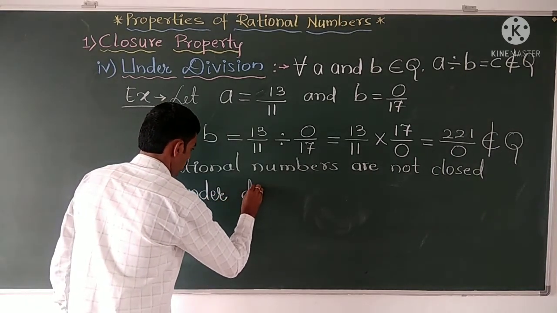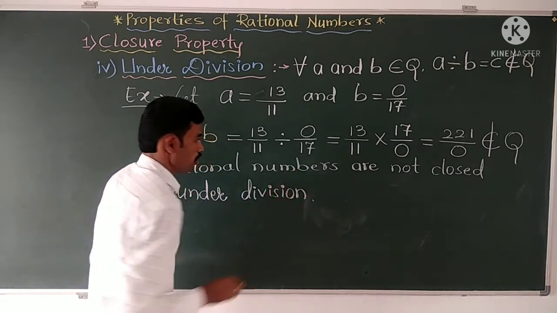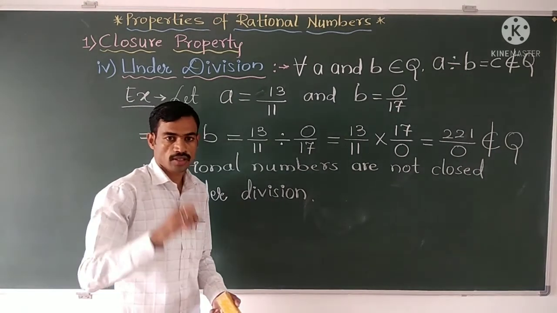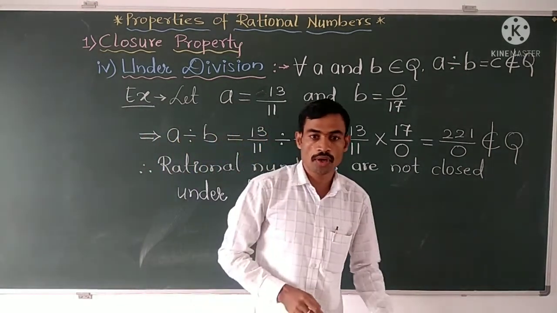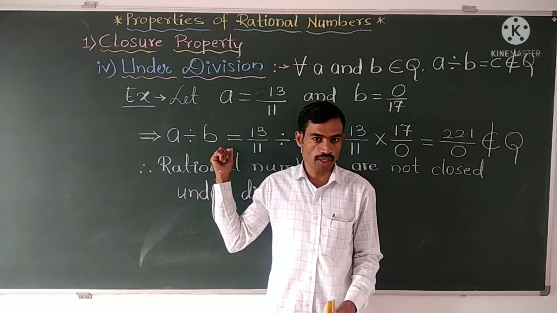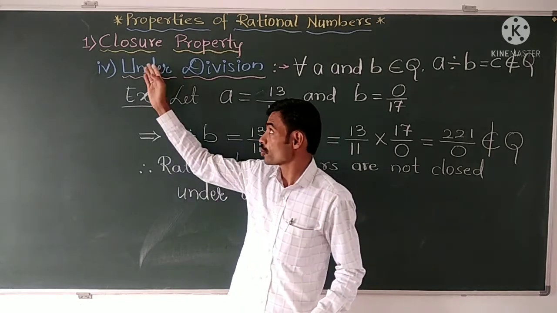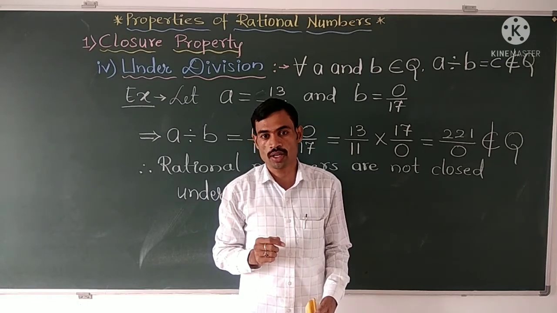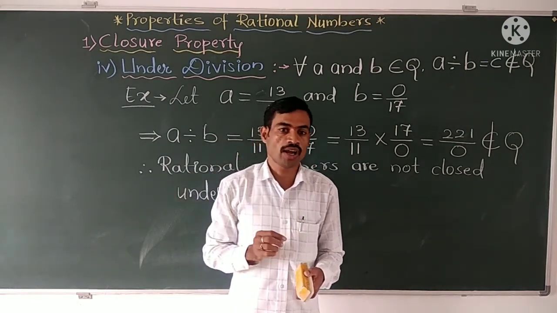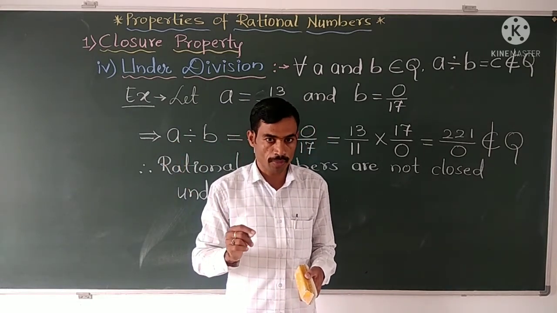So this is what we have to practice. So far we have discussed only the first property used in your lesson. Clear? All properties we have to study, and only the first one we have studied, that is the closure property. Closure property of whole numbers, closure property of integers, and lastly we have seen closure property of rational numbers.